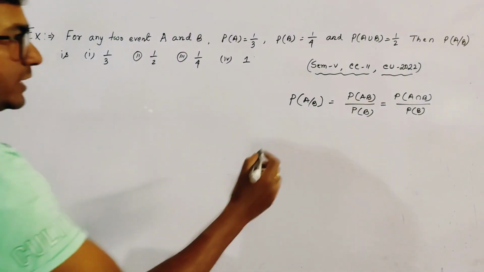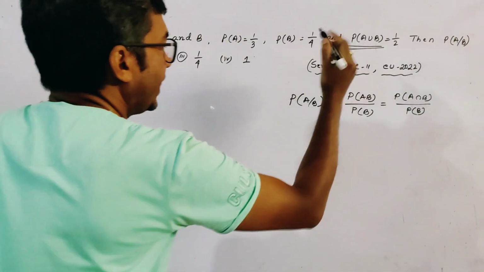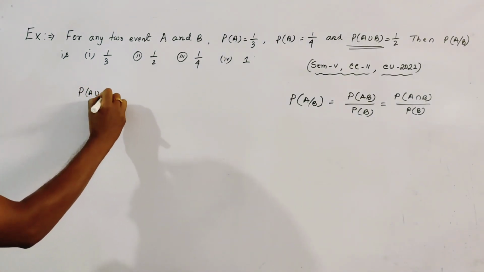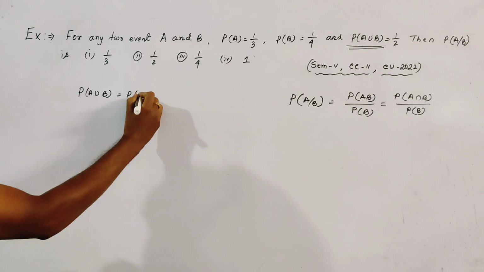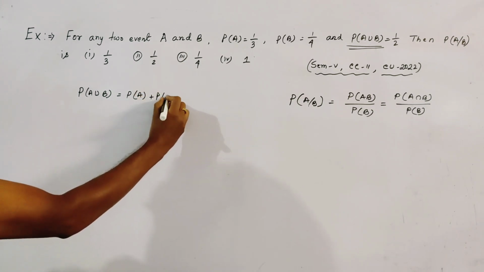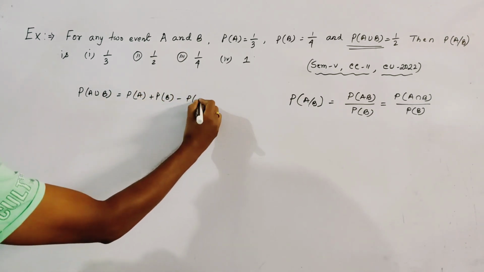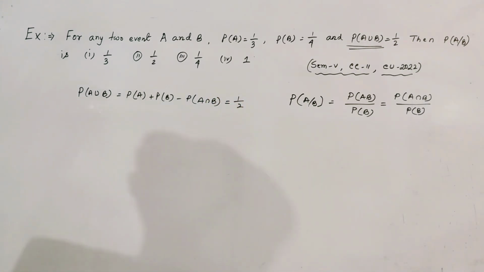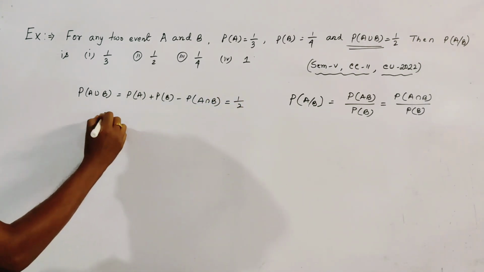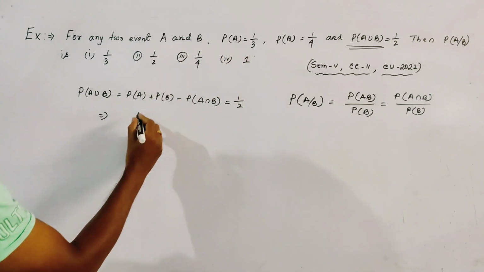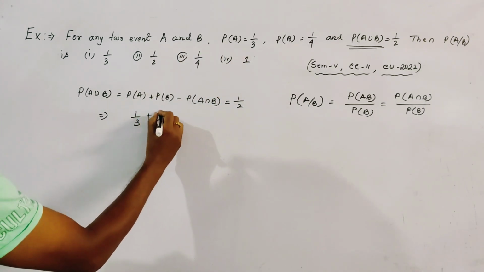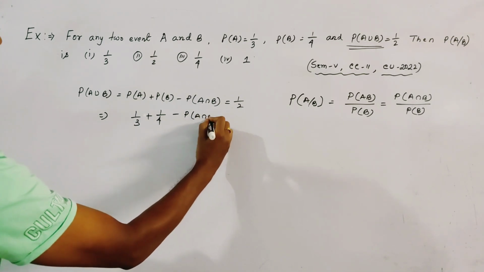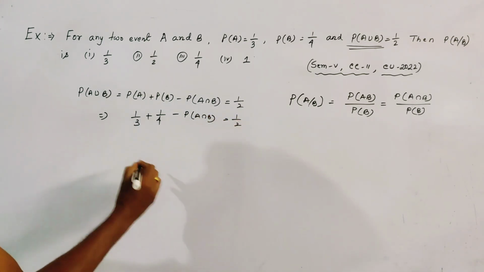Now here we write the formula of P of A union B. P of A union B is equal to P of A plus P of B minus P of A intersection B, and this is given as 1/2. Now we put the value of P of A, which is 1/3, P of B, which is 1/4, minus P of A intersection B, equal to 1/2.